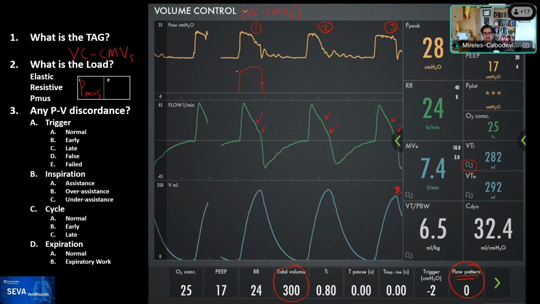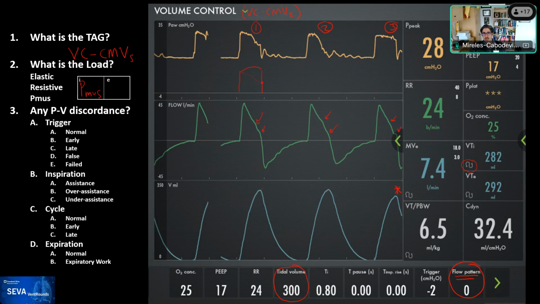There you go, resistance, right? So if I only had the first waveform and I didn't know better, and I saw that this is a descending ramp, I would say this patient has an increased resistance. If I don't know better, and I cannot see the patient, I would say this patient has increased resistance.